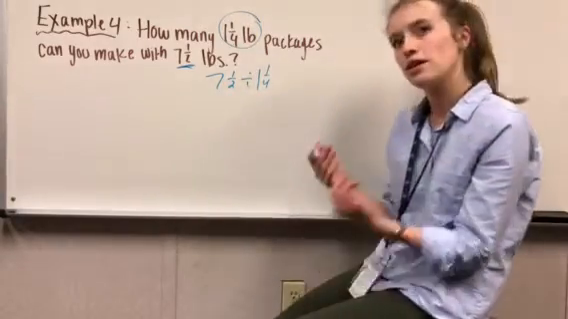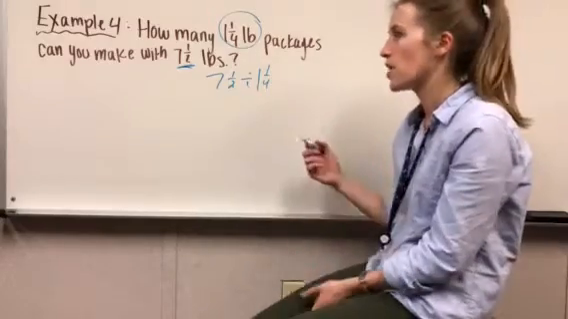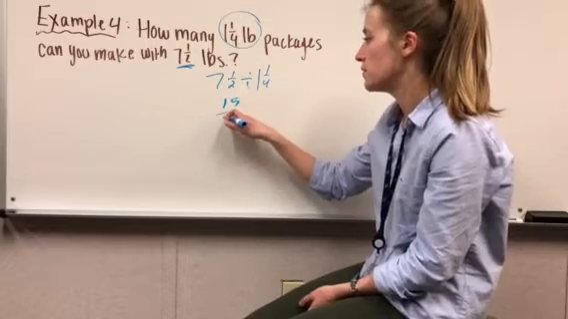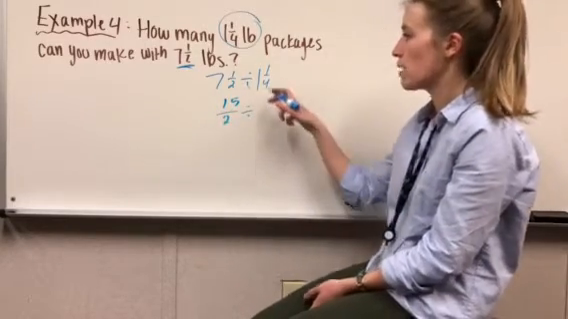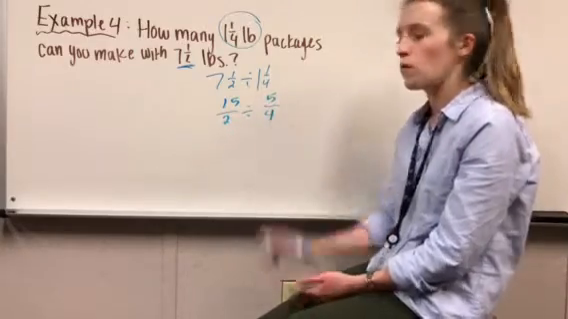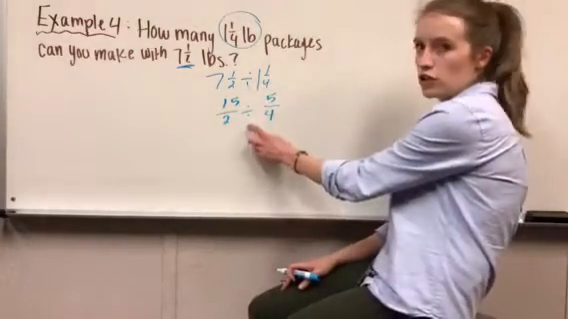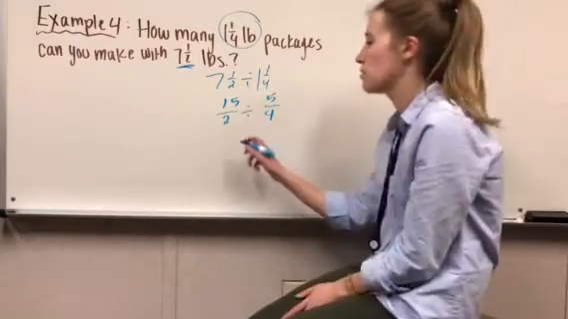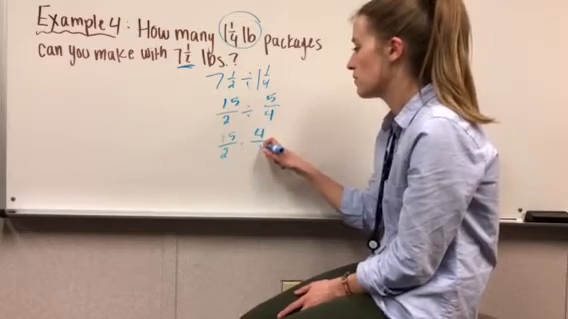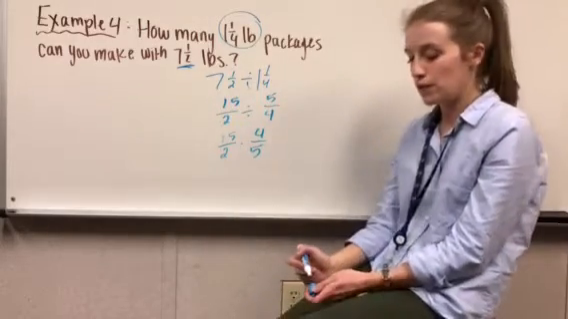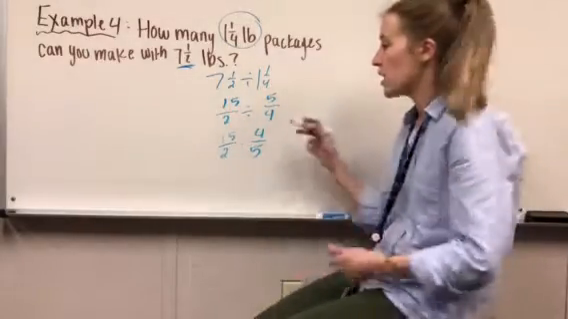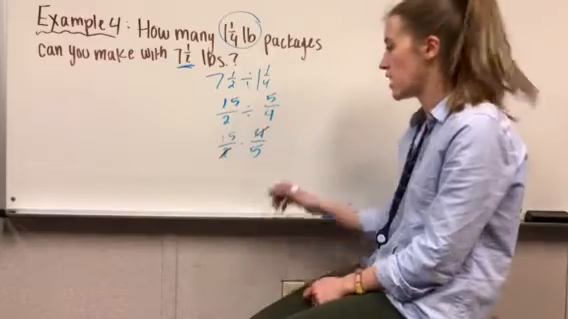What's our first step? To take our mixed numbers, make improper fraction. 7 times 2 is 14, plus 1 is 15. This is 15/2, divided by 4 times 1 is 4, plus 1 is 5, 5/4. Instead of division, we're going to multiply by the reciprocal. So 15/2 times 4/5. Again, if you take that simplification step, it slows down some of your work at the end. Now, 4 and 2 have a common factor of 2.